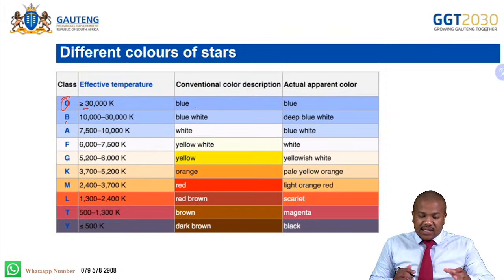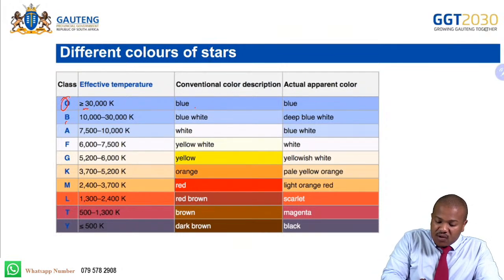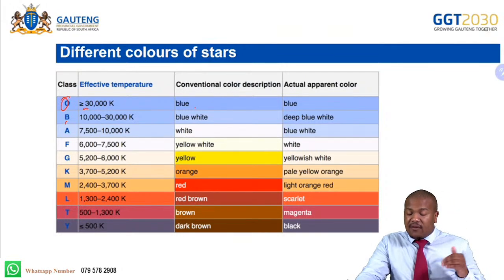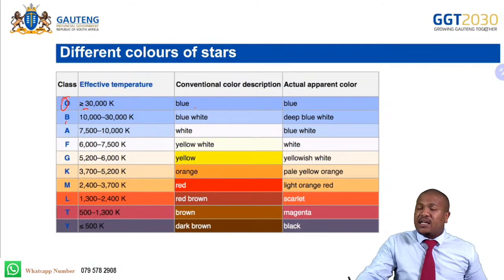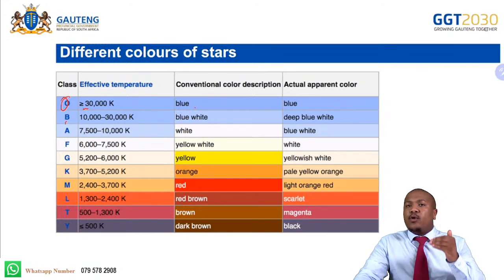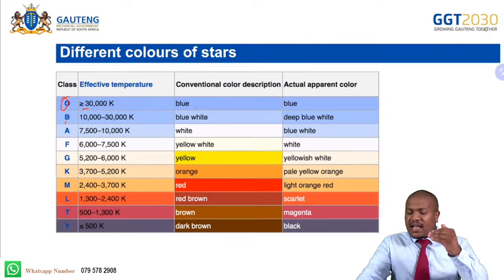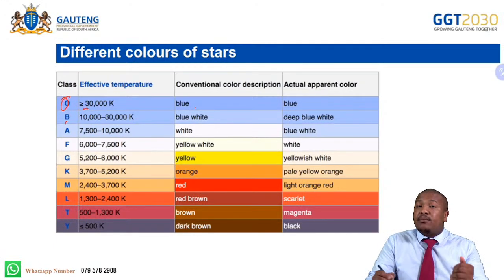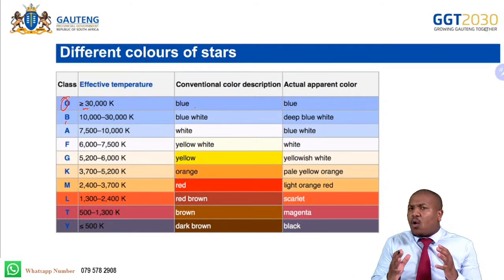But as you move with the class going to class B, you find the temperatures of the stars ranging from 10,000 to 30,000 Kelvin. And the conventional color description is blue white, but the color that you and I see is deep blue white. It is still hot.